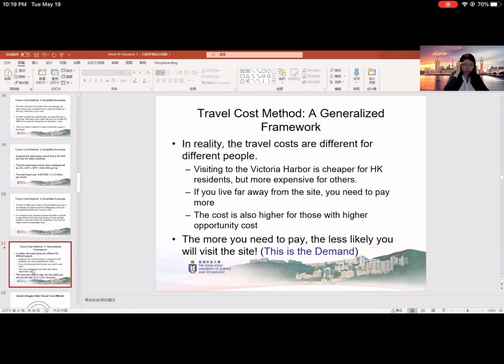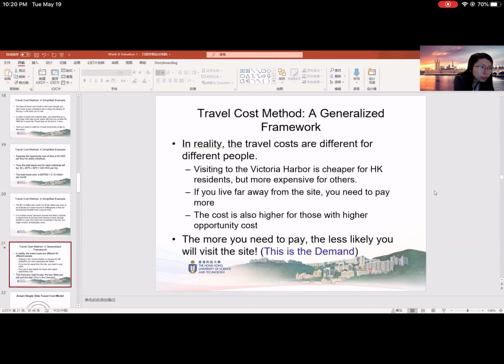So an improvement of this approach is that we might be able to collect data on travel costs for different kinds of visitors. Some visitors who live further away incur higher travel cost. Some people who live closer incur lower travel cost. And people who live closer are more likely to visit this beach more frequently. That's exactly the idea of a demand curve, right? When the travel cost is higher, you're less likely to visit this site.